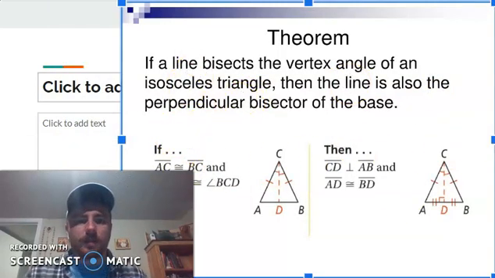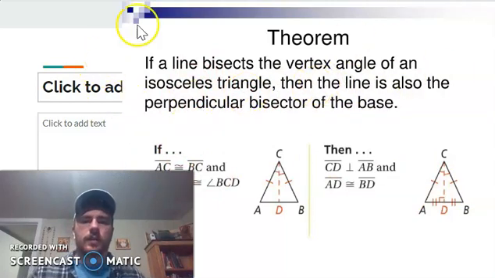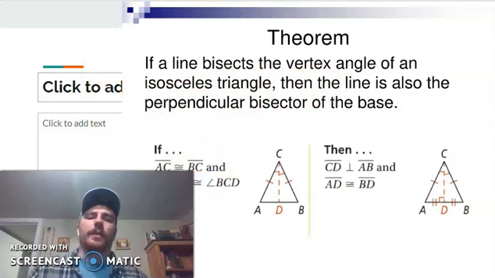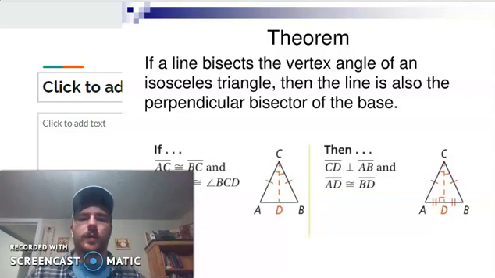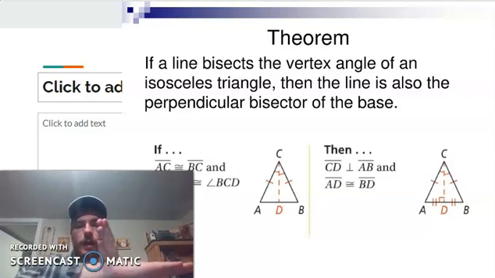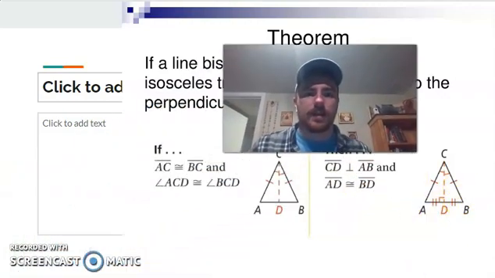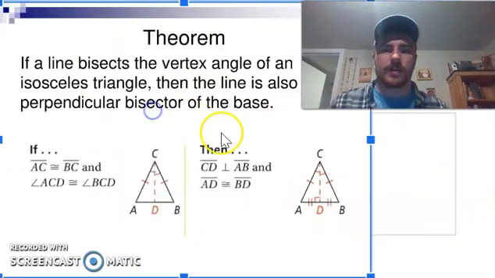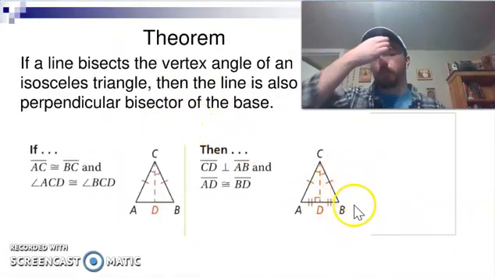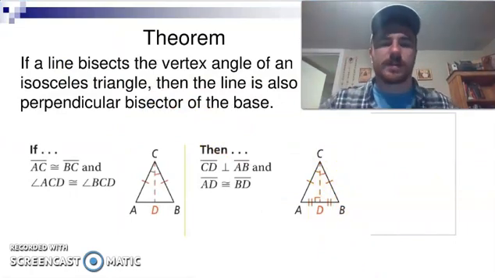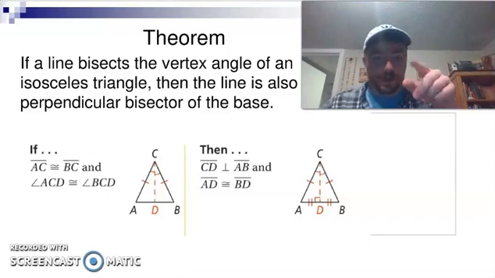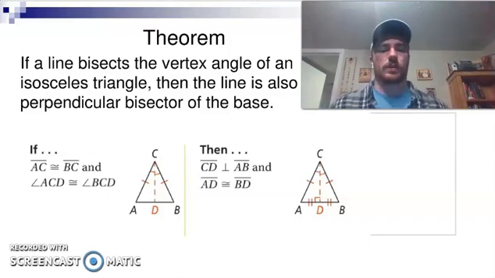So we say if a line bisects the vertex angle of an isosceles triangle, then the line is also a perpendicular bisector of the base. So perpendicular bisector just means it's a bisector, so it cuts that line in half, and it's perpendicular, so it's going to cut that line in half at a 90-degree angle. You can see in the bottom right image where CD intersects AB, we put the box, meaning it's perpendicular. So we're good to go there.